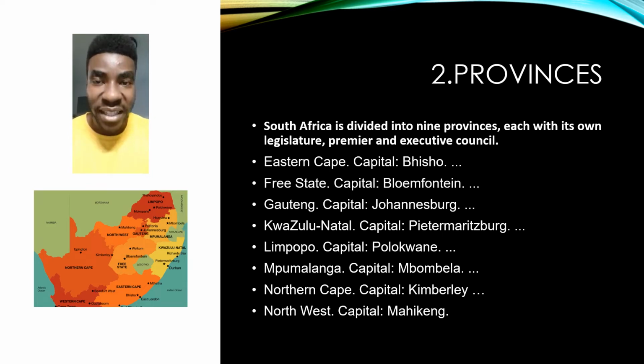We have Free State, whose capital city is Bloemfontein. We have Gauteng, whose capital city is Johannesburg. We have KwaZulu-Natal, which is Pietermaritzburg. We have Limpopo, the capital city of Limpopo is Polokwane. We have Mpumalanga, the capital city is Mbombela. And we have Northern Cape, the capital city is Kimberley. And we also have Northwest, and the capital city of Northwest is Mahikeng or Mafikeng.